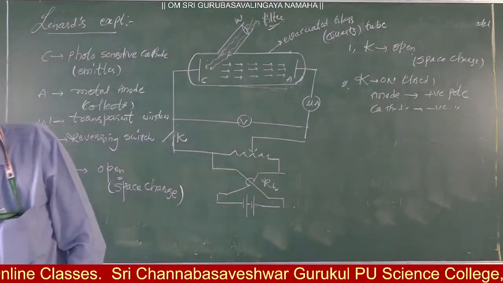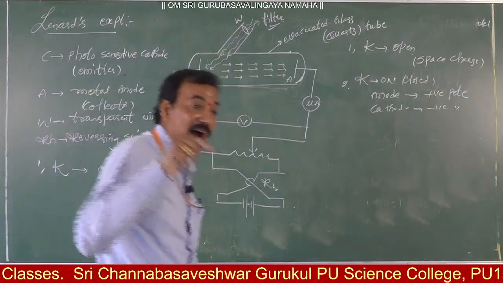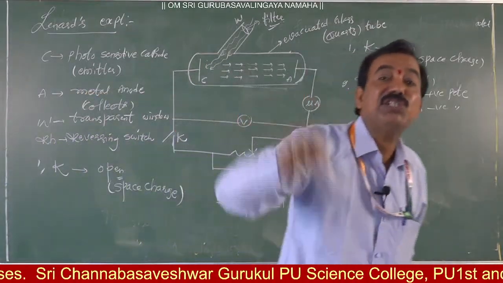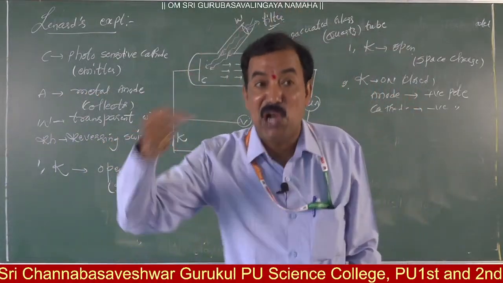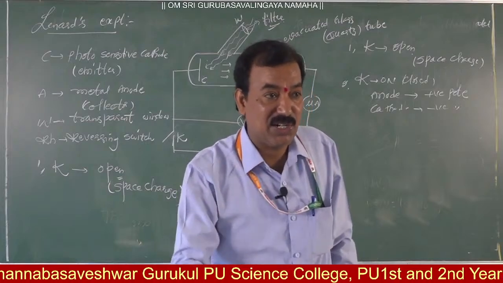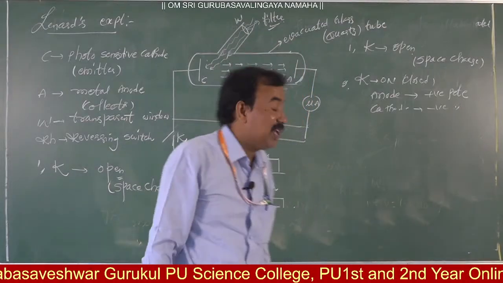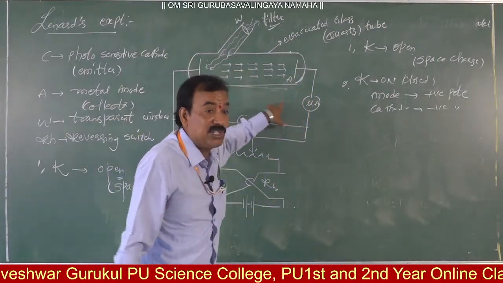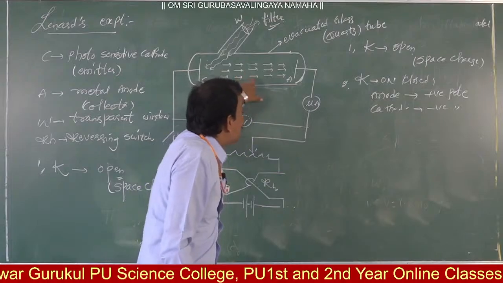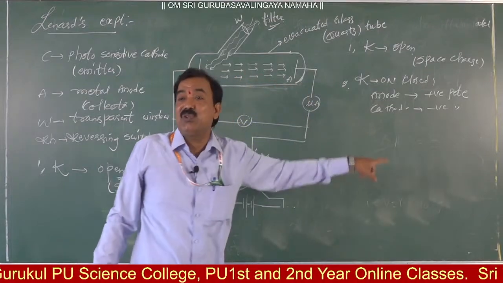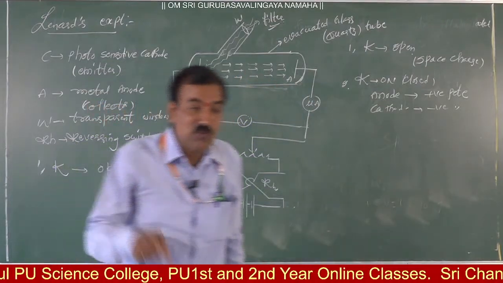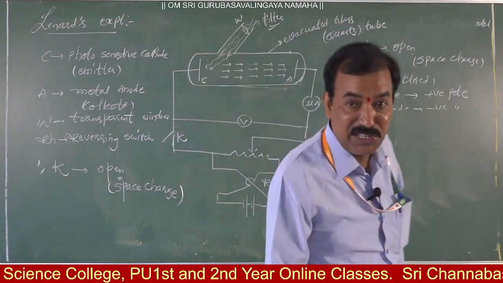In the previous case, what happens? Only high energetic electrons can move towards the anode. Now, whenever this positive potential is given, the maximum number of electrons can move towards the anode. So what happens? The photocurrent increases.